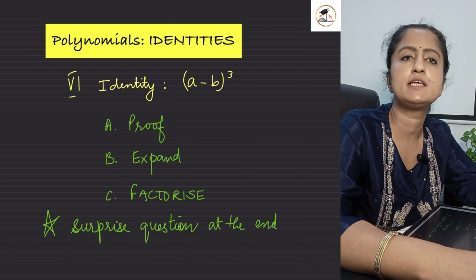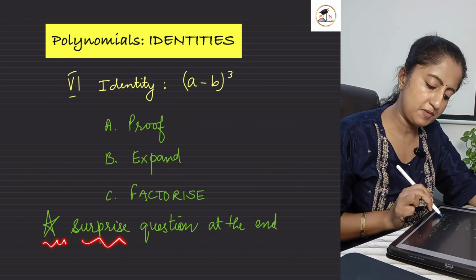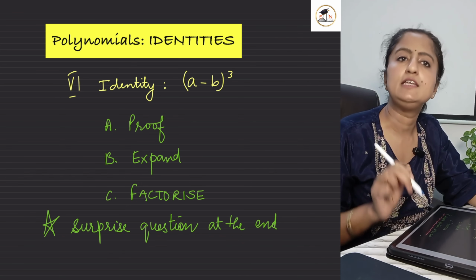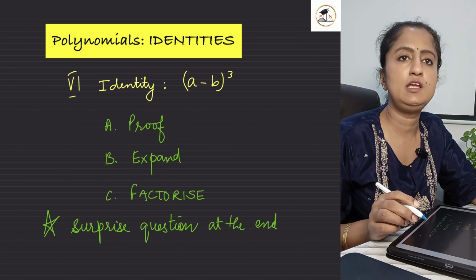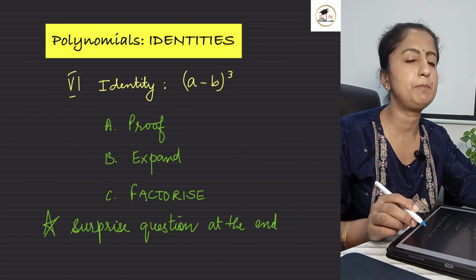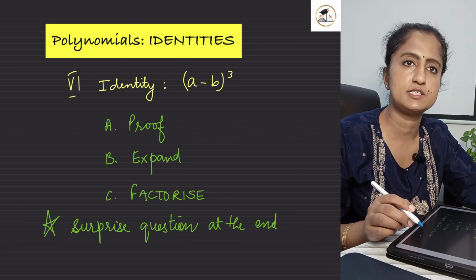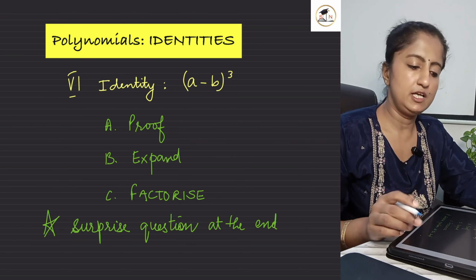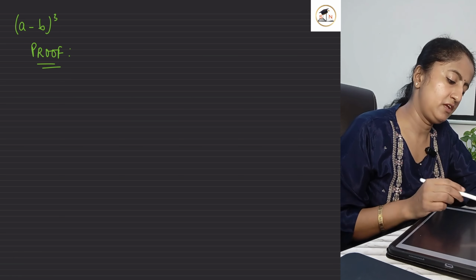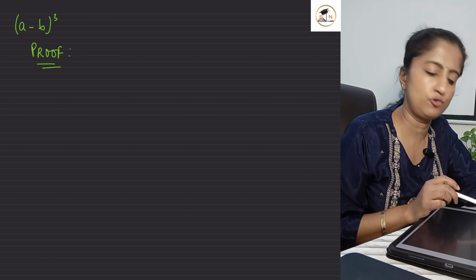Along with that, you can see on the screen it's written underneath star surprise questions at the end. Yes, do watch the video till the end so that you can see what kind of different questions, apart from expansion and factorization, we can have with this identity, right? So let's start. First, we are going to talk about the proof.